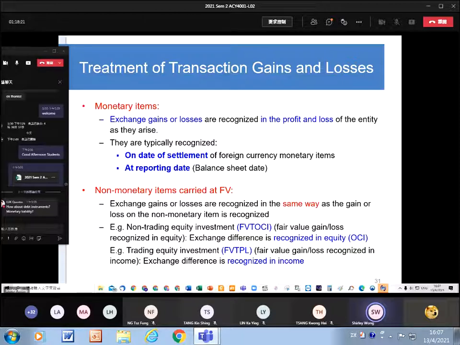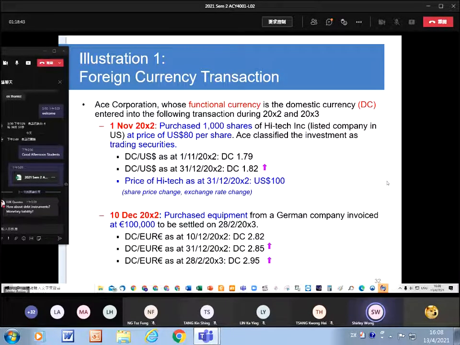Okay, so we have gone through the transaction exposure, and you understand how to determine the spot date rate, that is the actual rate, closing rate, and also settlement date rate. While you determine the rate, you will calculate the gain or loss. So now let me give you an exercise, and then you will know what it means. So let's look at illustration 1. Illustration 1 here has 2 transactions. ACE Corporation's functional currency is DC, which means they usually will record the transaction in terms of DC.